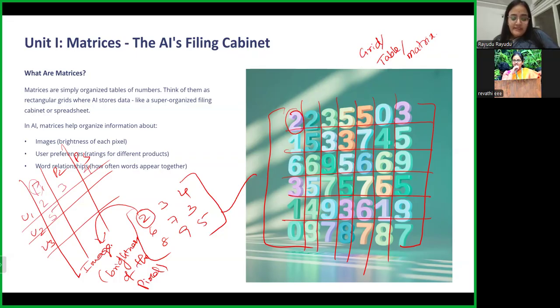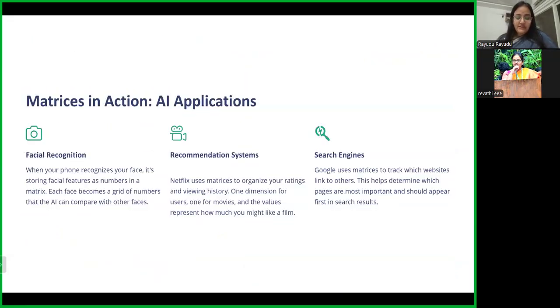Let's see the real-time applications. The first application is facial recognition. When your phone unlocks by scanning your face, it converts your face into numbers inside a matrix. That is how the matrix converts your face into numbers, and later it is checked whether it is you or not.